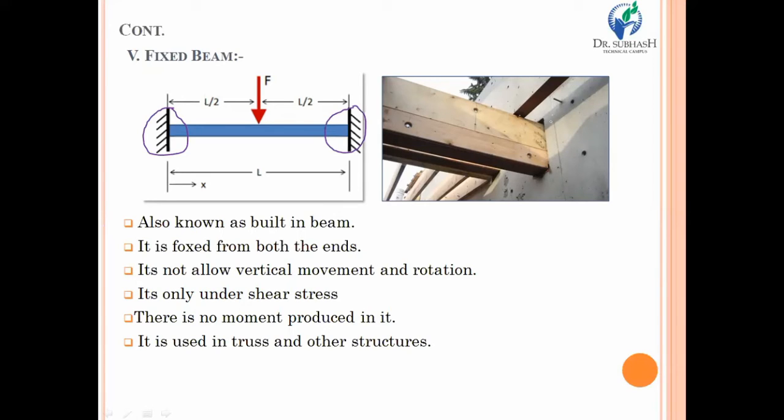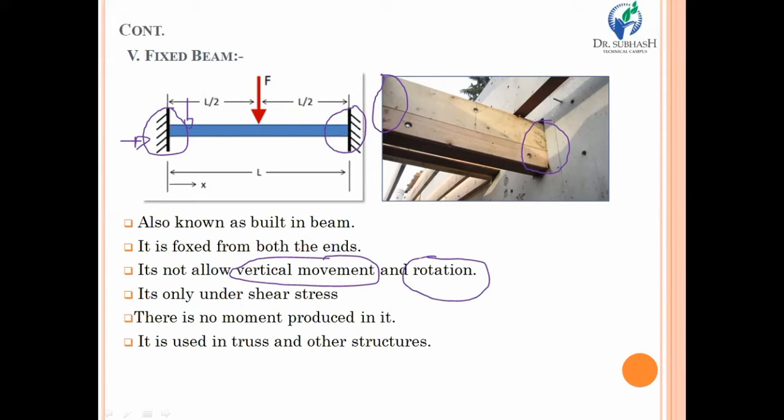Look at the right hand side of the figure. This is a wooden beam, and it is supported at both ends with fixed supports. Due to fixation, it does not allow any kind of horizontal and vertical movement, and also rotation. Suppose you are applying force over here in the horizontal direction, then the beam will not move. So the vertical or horizontal movement will not be allowed by this type of fixed beam. And there will also be no rotation, because both of the ends are fixed.